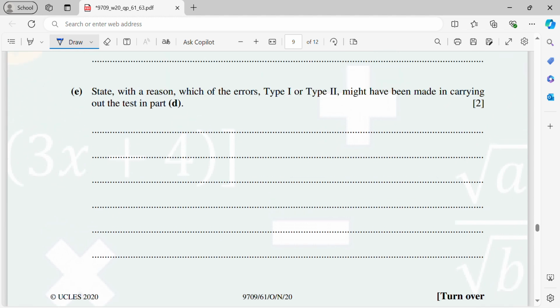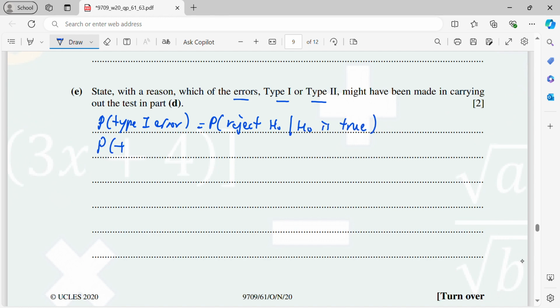Now, state with a reason which of the errors, type 1 or type 2, might have been made in carrying out the test. Just for information, the probability of type 1 error is defined as the probability of rejecting H0 given H0 is true, whereas the type 2 error is defined as accepting H0 given H0 is false.